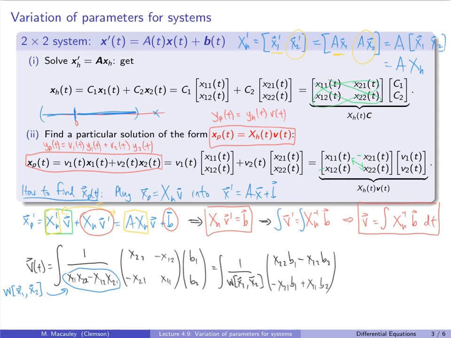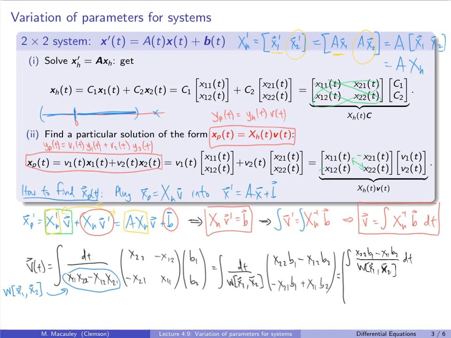I should probably put a dt in, since I'm integrating. There we go. dt goes there, and then dt goes there. Okay, so now I don't know if I can fit this in here. We'll try. This as a vector, the top entry, we can bring the integral inside. So it's the integral of x22 b1 minus x11 times b2 over the Wronskian w of x1 and x2.